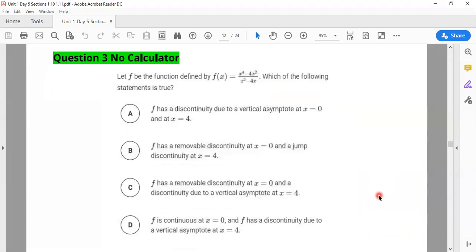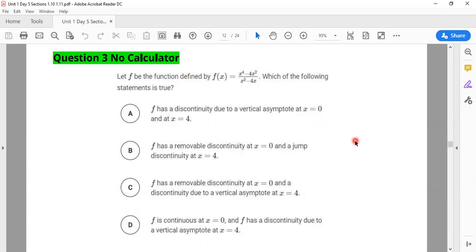Question 3, no calculator here, so go ahead, I'll read the question first. Let f be the function defined by (x to the 4th minus 4x squared) in the numerator, x squared in the denominator. So you're going to want to factor this, just giving you a hint. Which of the following statements is true? A, B, C, or D? Read all those statements. Pause me.